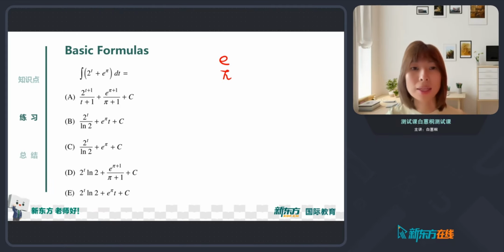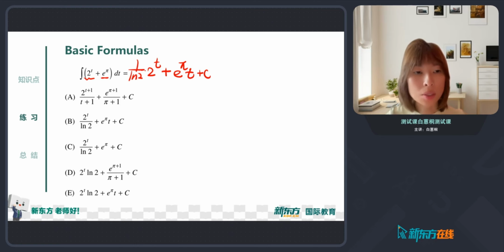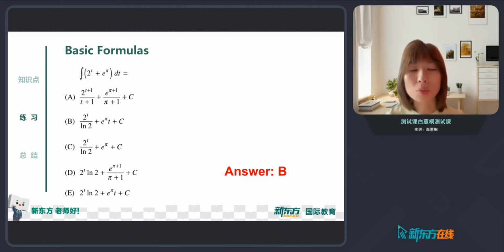And then for here, if you want to integrate, it's going to be e to the power of pi times x, right? And then the independent variable is t, right? So we just write down t here. And then the integral of 2 to the power of t is 2 to the power of t itself. Do not forget to write down 1 over natural log of 2 before that to cancel out. And then plus this, and then do not forget to add c, okay? So let's see, when you go through the different options, B would be the good choice, okay?